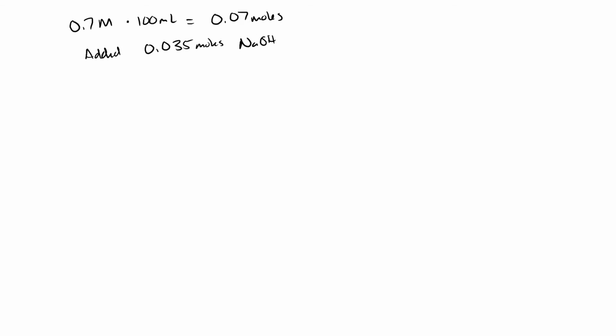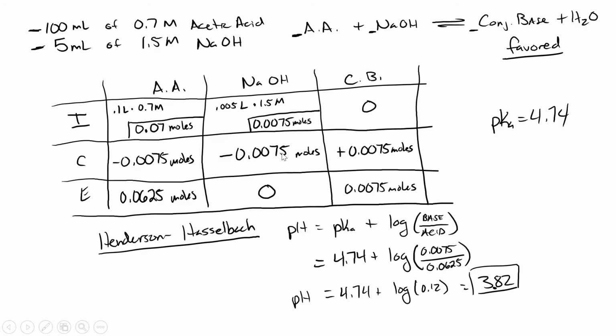But let's say that we get to a point where the amount of sodium hydroxide is now, we're at 0.7 molar times 100 milliliters, and this was 0.07 moles. So at some point we'll have added 0.035 moles of sodium hydroxide. And when this happens, this will convert to 0.035 moles of conjugate base. I'm doing an ice table, but not drawing it out. If we have added 0.035 moles of sodium hydroxide, the change will be negative 0.035 for the acid, and positive 0.035 for the conjugate base.